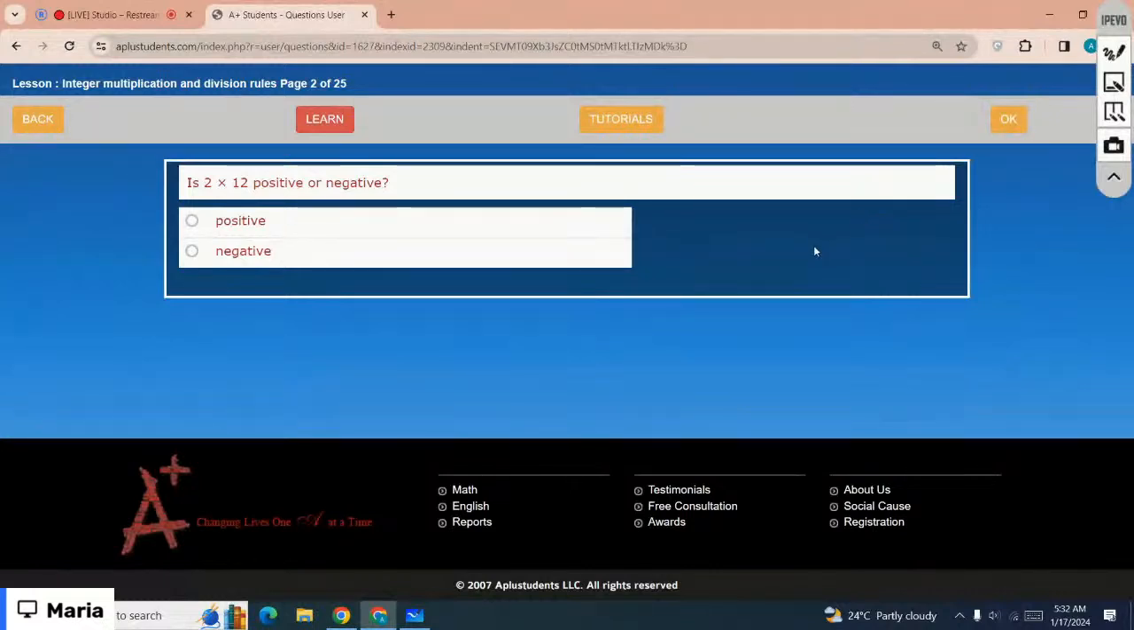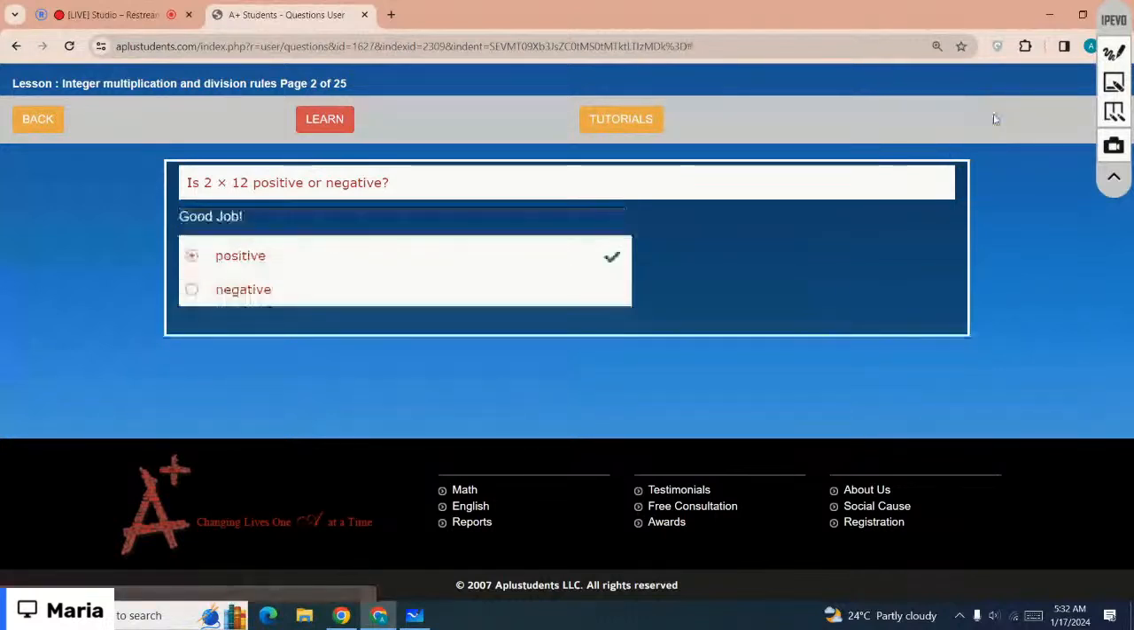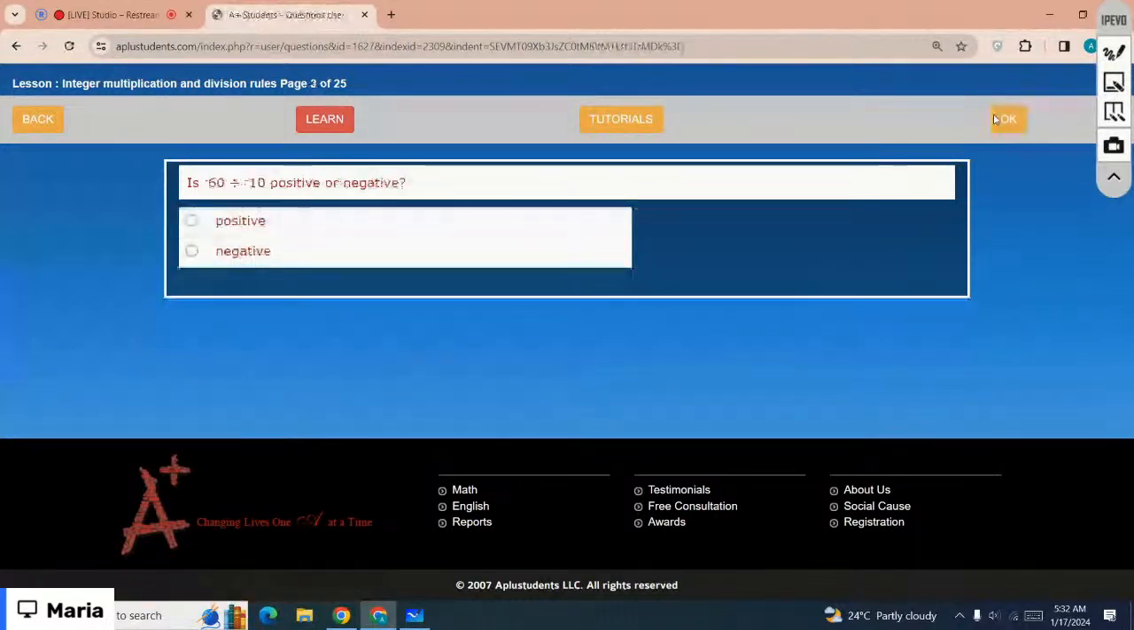Yes, they both are positive. The answer must be positive, right? Very good. Yes, when you multiply them, that is 24. Is negative 60 divided by negative 6 positive or negative? Positive it is, because both the numbers have a negative sign.